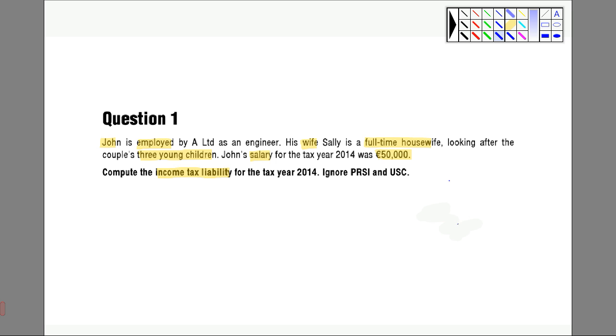The first thing that we see within this question is that John is employed. And that must mean a tax credit, in other words, an employee tax credit. So we've got to remember to stick that in at the bottom of the income tax computation. We also see that John has a wife, therefore he is married. In addition to the employee tax credit, we must think this individual, or the couple as a unit, are going to get the married tax credit as well.